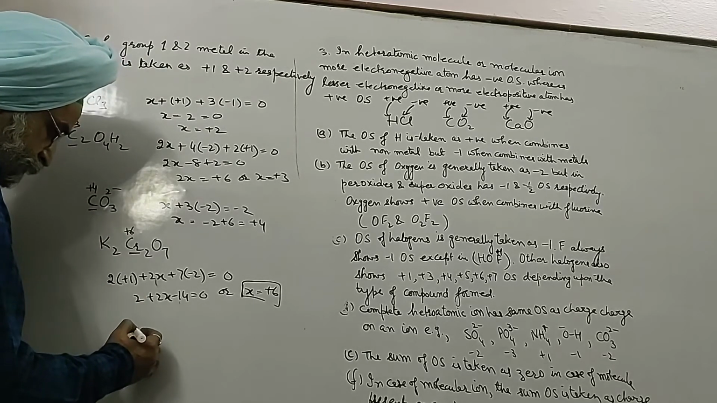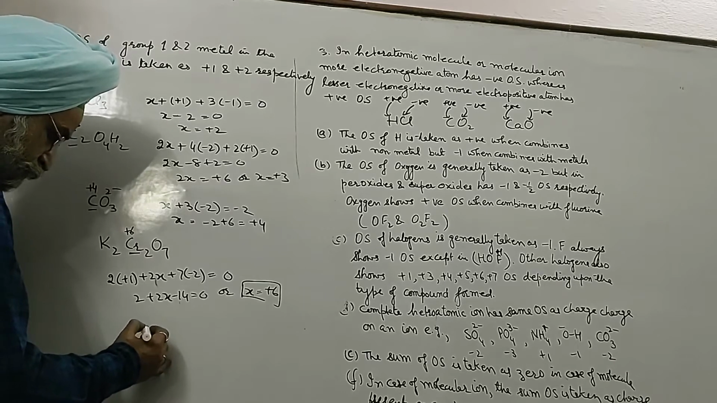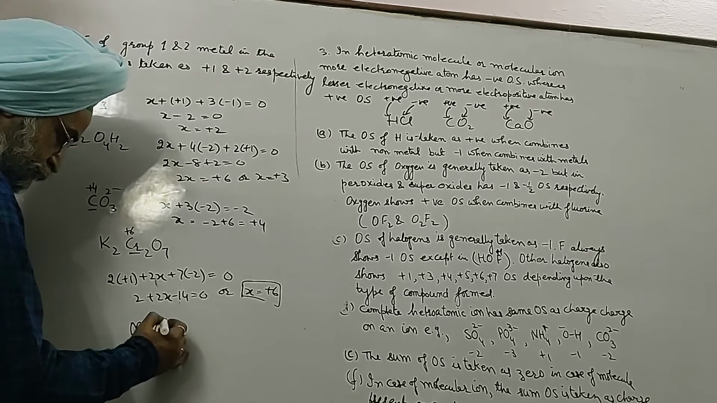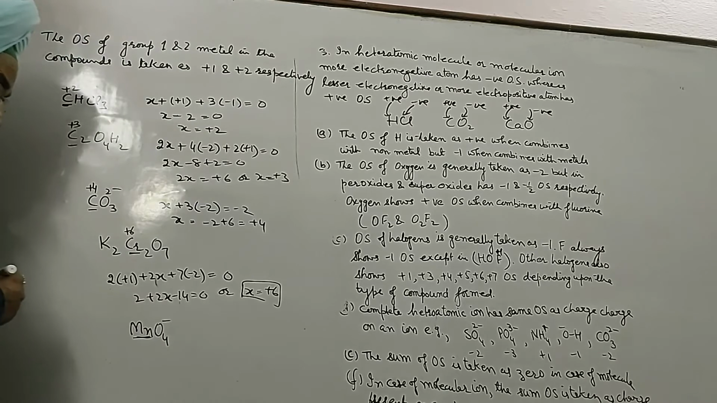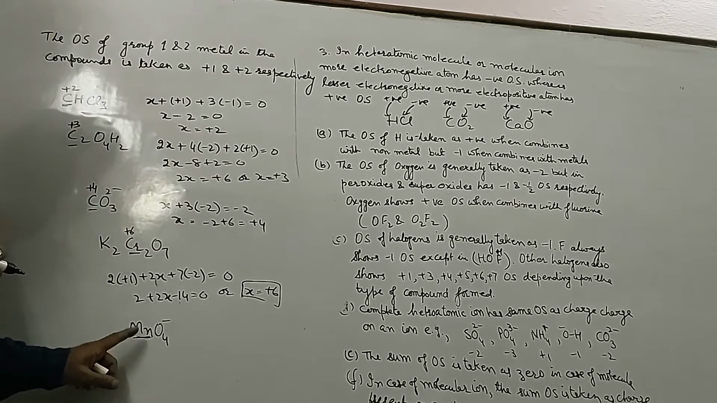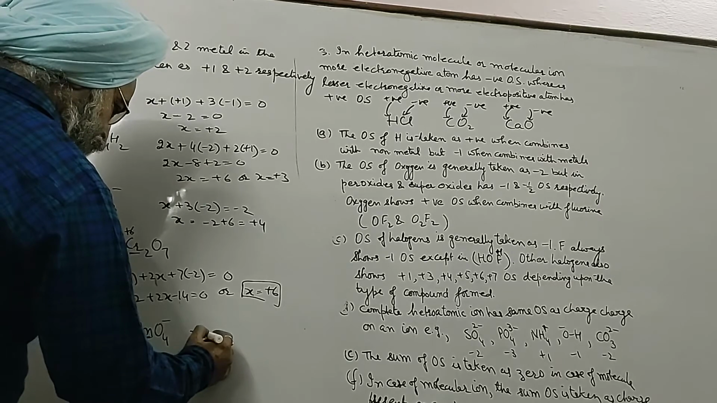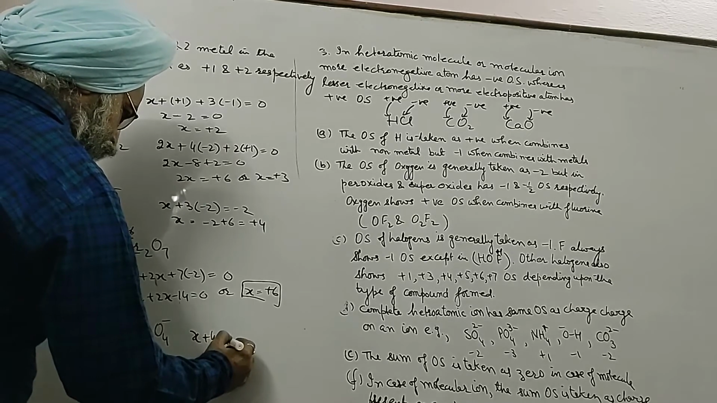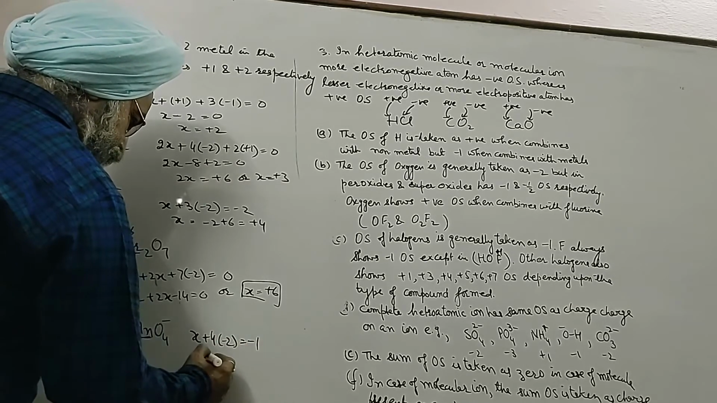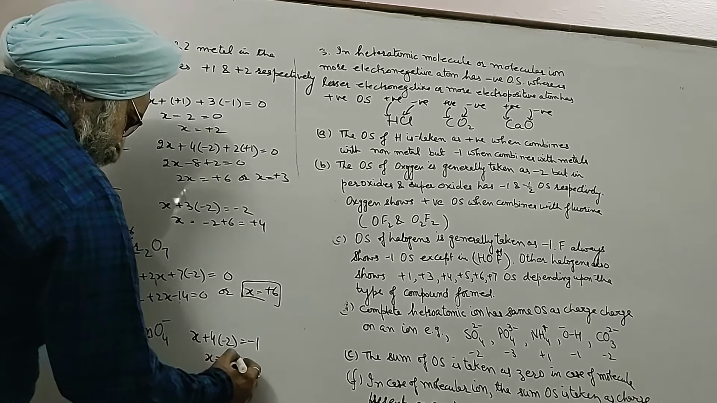The oxidation state of manganese in permanganate ion. I will assume the oxidation state of manganese is X. Then X plus 4 into minus 2 equal to minus 1. Then X is equal to plus 7.